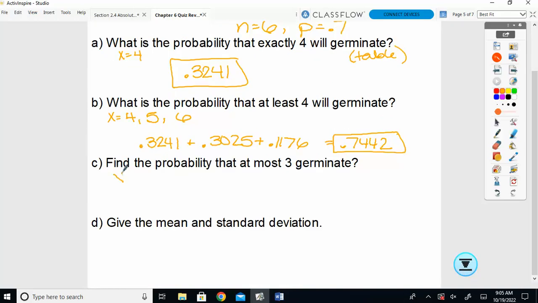C, the probability that at most 3 germinates. So what can X be? Okay. Give me 2 ways of getting that. You do the complement of what we just found. We already found 4, 5, or 6. 0 through 3, that's the opposite, the complement. So you could do 1 minus the answer we just got. What's the other way we could get it? Yeah, we could go to our table and add up those numbers. They're all there for us.